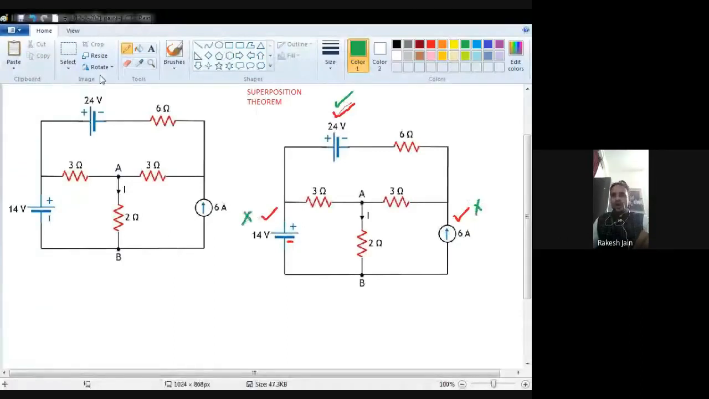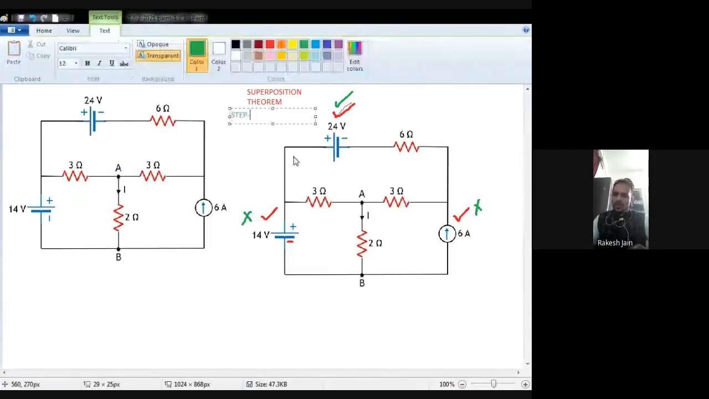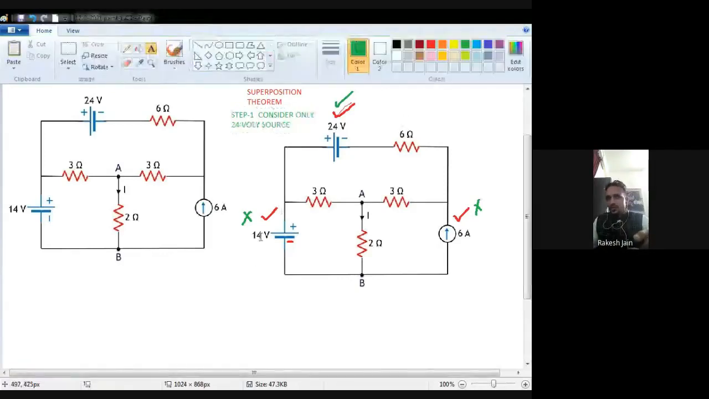While considering a single source at a time, remove the other sources. In step number one, consider one source and remove the other sources. How can you remove the other sources? If a current source is there, then open it. And if a voltage source is there, then short it. Whenever a current source is there, remove it by open circuit, and whenever a voltage source is there, remove it by short circuit. So we are going to solve this.